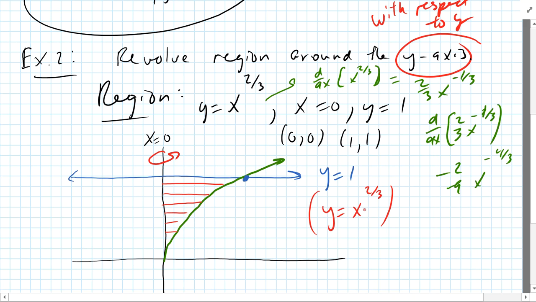So what do we do? We've got y equals x to the 2/3 power. How do you undo that? You multiply by the reciprocal. You raise it to the reciprocal power, right? 3/2. So what does x equal for this? When we get it into terms of y, x is equal to y to the 3/2 power. Do you see it?